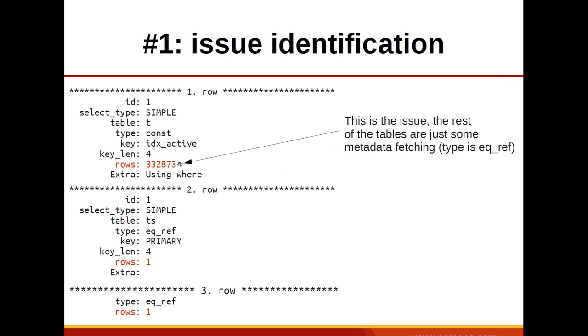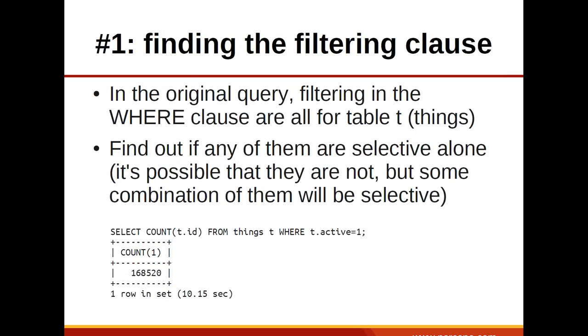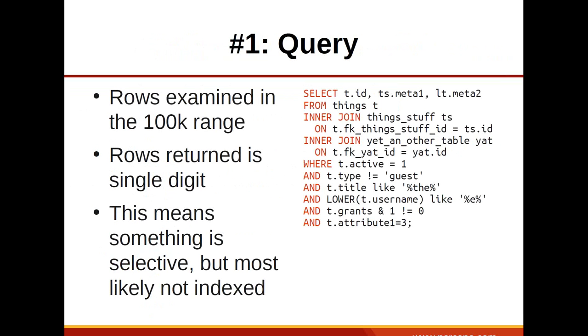The filtering conditions on table T. So what can we do about it? First, we have to find the clause which is filtering in this query. Now that we know that the things table is guilty for the bad performance of this query, we will take the query and go one by one on the filtering clauses to see what is the selective one.